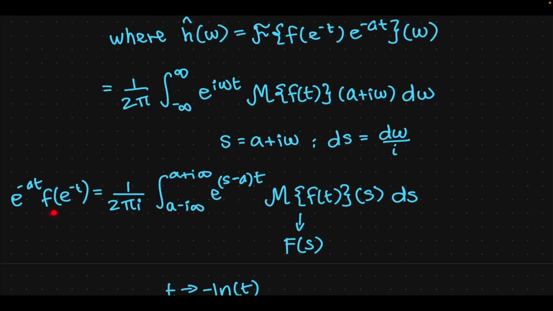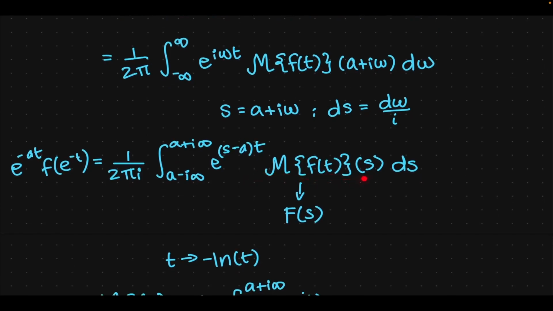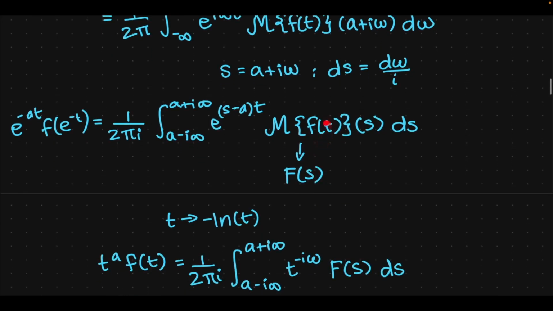So we have e to the minus at f of e to the minus t equals 1 over 2 pi i, and that should be suggestive to you. Integral from a minus i infinity to a plus i infinity e to the s minus a times t times the Mellin transform of f of t as a function of s, ds. Now I'm going to call the Mellin transform of f of t as a function of s capital F of s. This is sort of in alignment with the cap notation for the Fourier transform. I want to emphasize that we don't care what the variable of integration was, because we've integrated over it. That part's done. All we care about is the output s, especially since we're integrating over s inside.